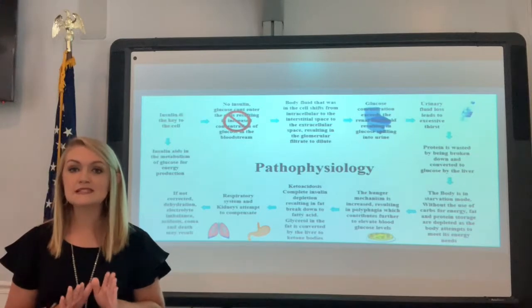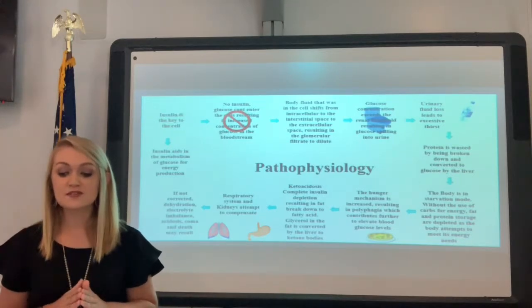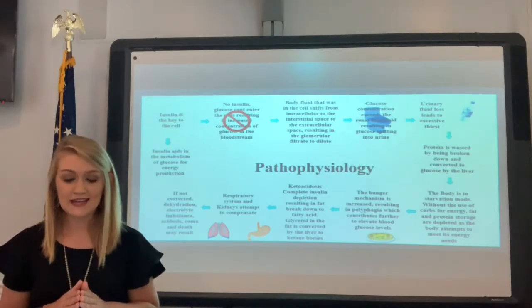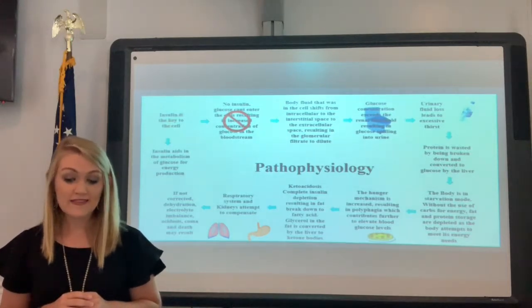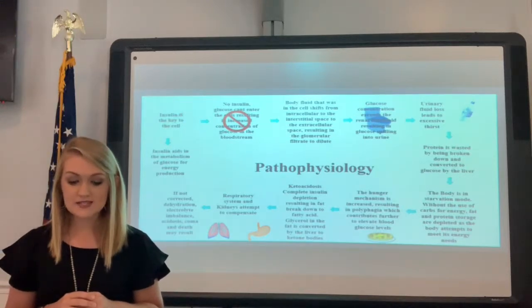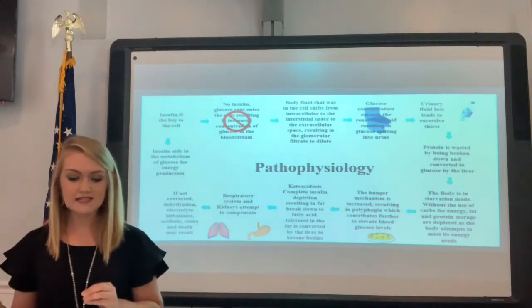Ketoacidosis is the complete insulin deficiency, resulting in fat breakdown to fatty acids. Glycerol in the fat is converted by the liver to ketone bodies. Ketone bodies dissociate into water and carbon dioxide.